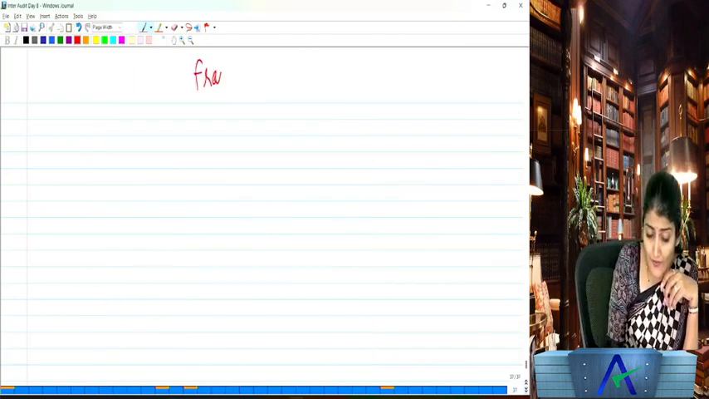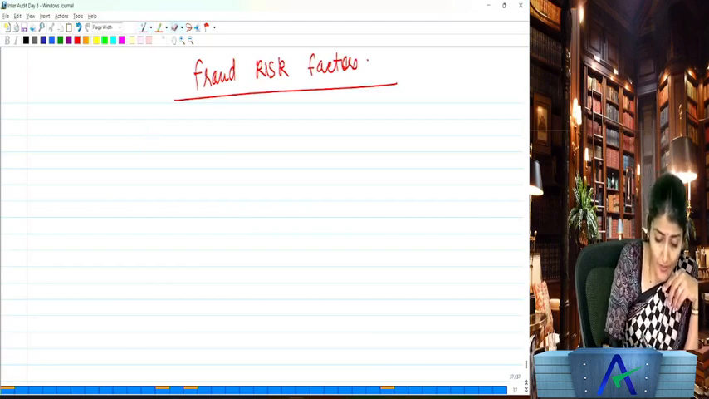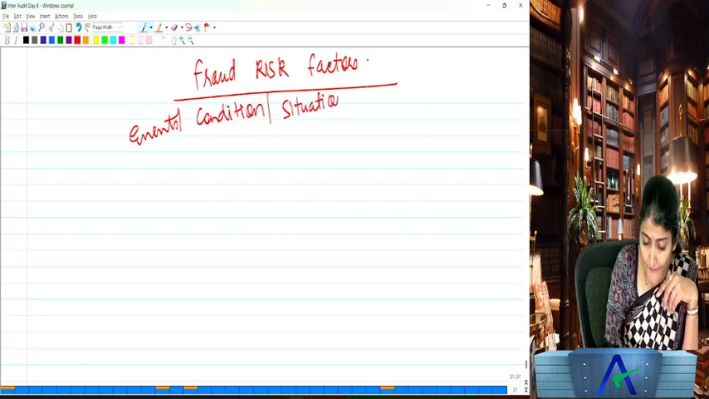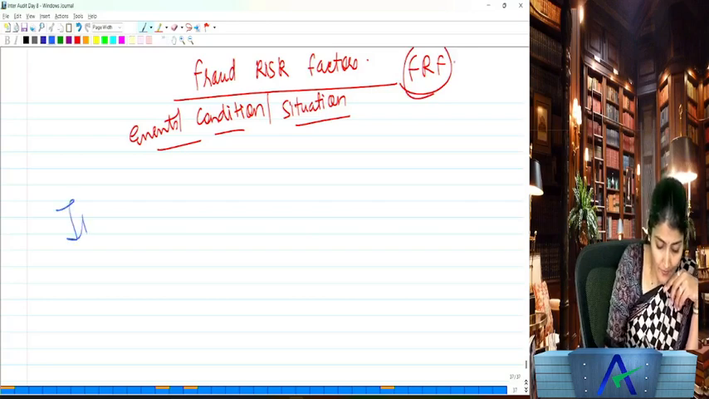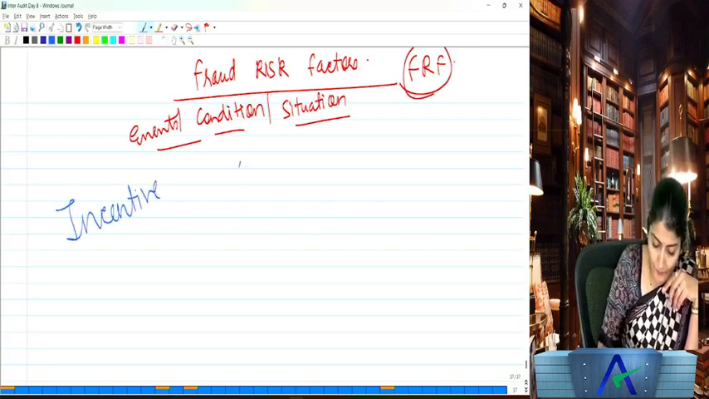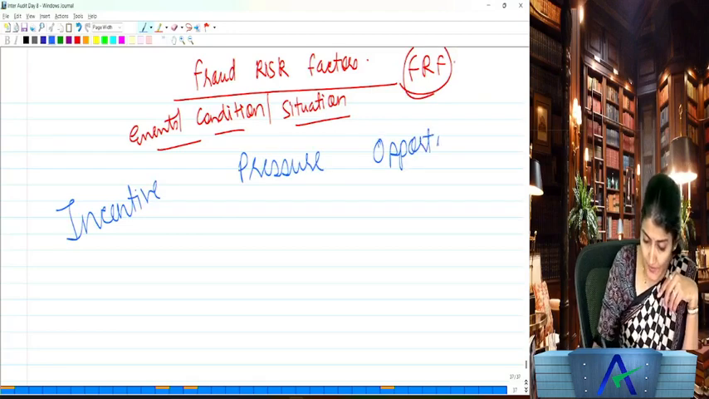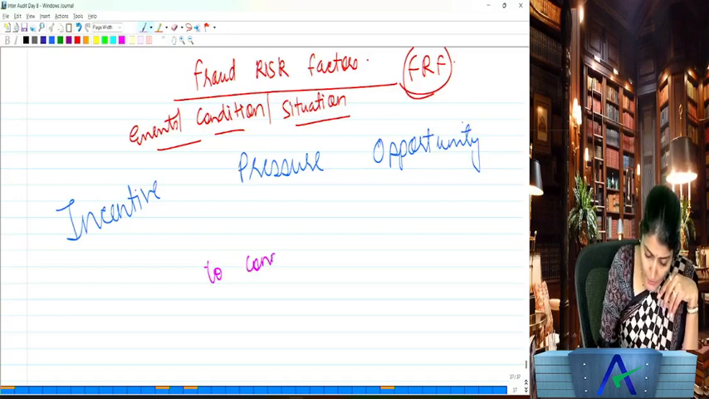Right. So what one term are we studying over here? Fraud risk factors. What are fraud risk factors? It is the event, the condition, or the situation. And what is the event, or the condition, or the situation? That there is an incentive, or there is a pressure, or there is an opportunity to commit a fraud.